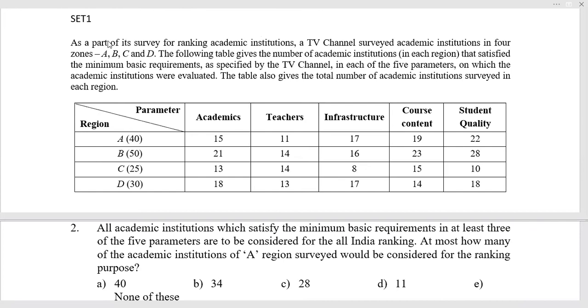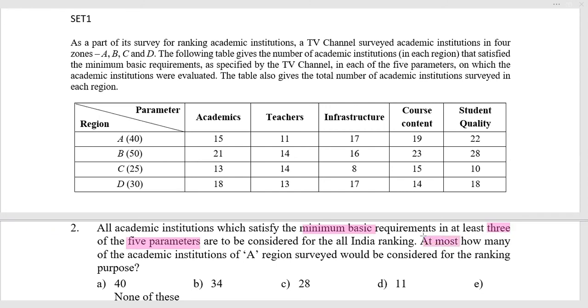Now let us check the second question. All academic institutions which satisfy the minimum basic requirement in at least 3 of the 5 parameters are to be considered for all India ranking. That means if 3 parameters are satisfied, it should be considered for all India ranking. 4 parameters, also all India ranking. 5 parameters, also all India ranking. So a minimum of 3 parameters satisfied means all India ranking.